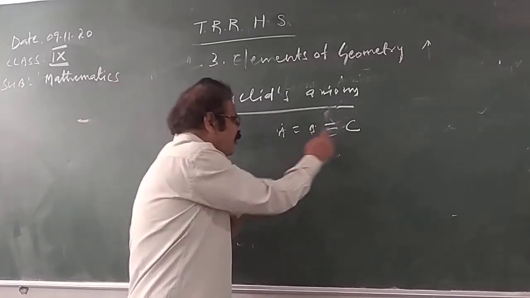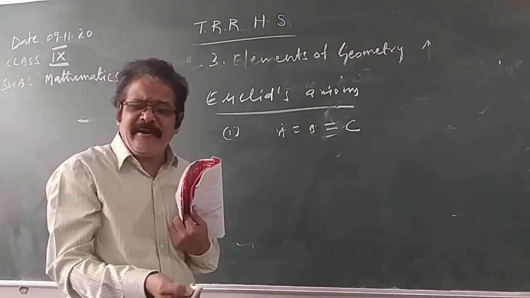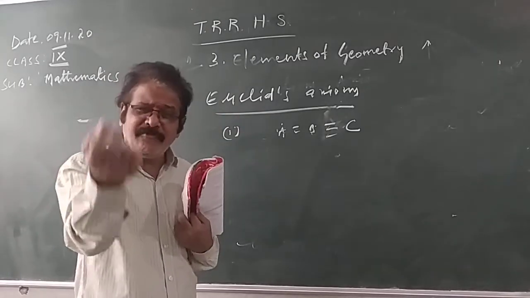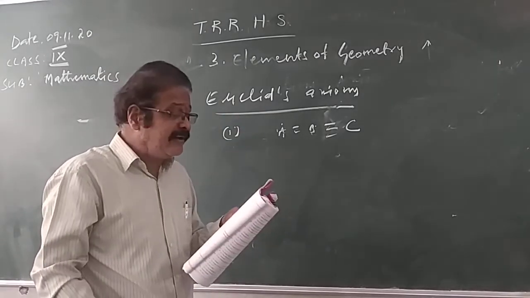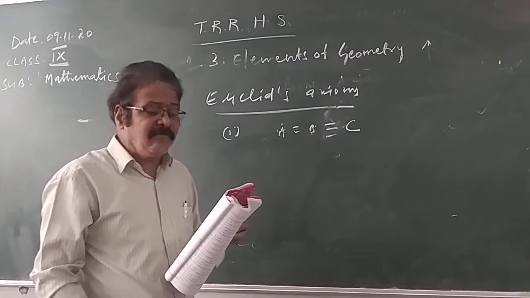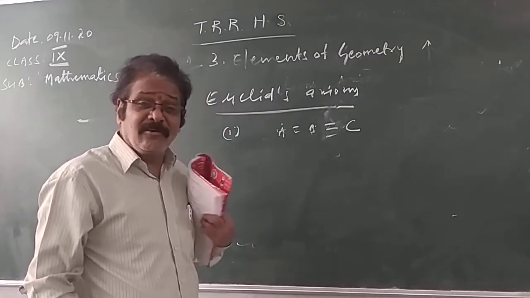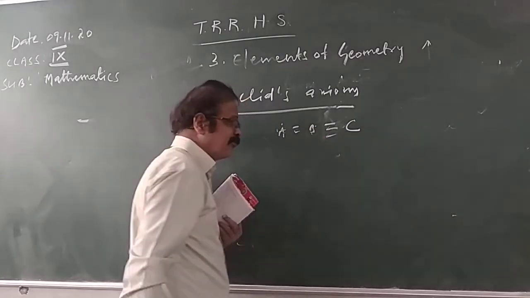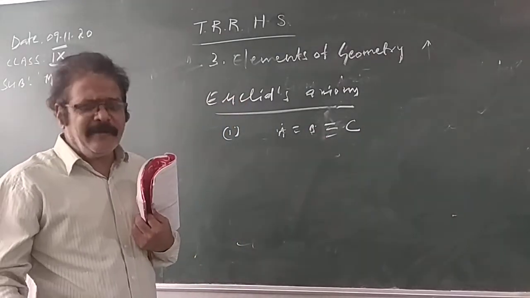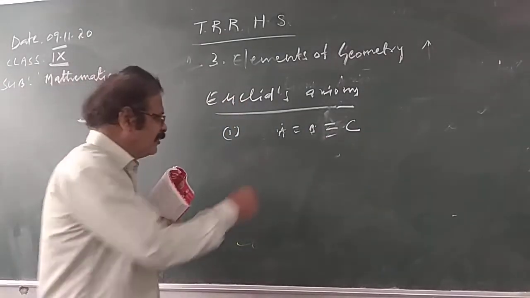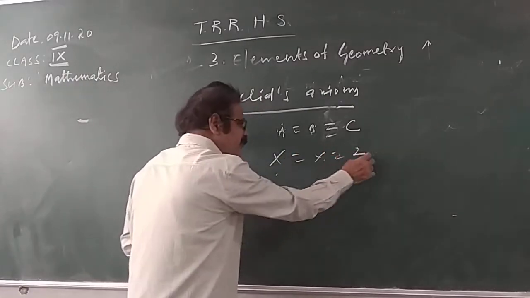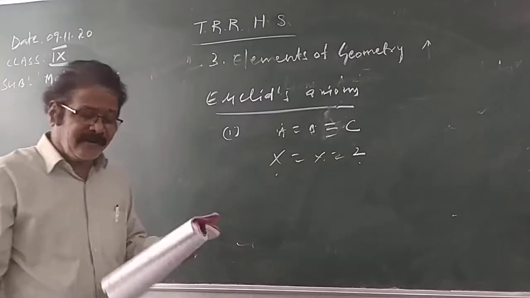A equal to B. A and B are the friends of C. A is the friend of C. When A is the friend of C, B also becomes friend of C only. When the things are equal to the same thing, they are equal to one another. A equal to B equal to C means A equal to C, B equal to C. Like that, X equal to Y equal to Z means X equal to Z, Y is equal to Z.